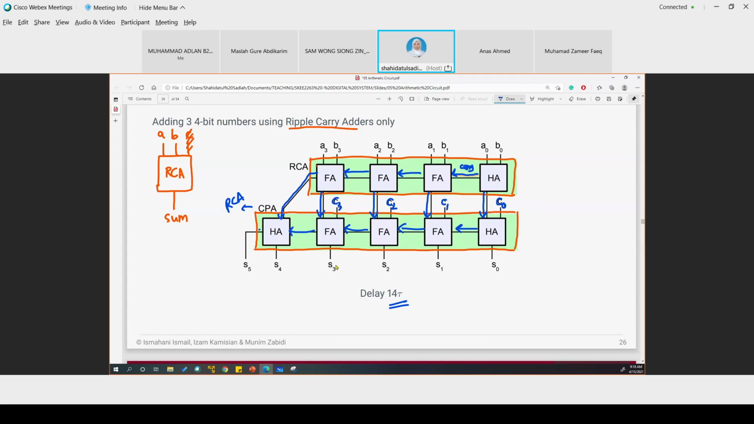Not going to elaborate on that, but it's probably because we have to add this and this together, and this together, 2 tau. But that is not important. Just remember that for this design, the delay is 14 tau.